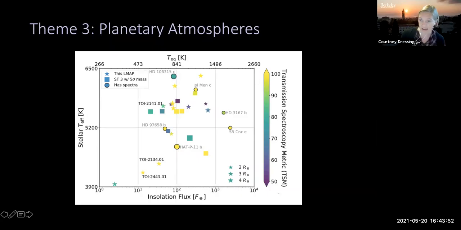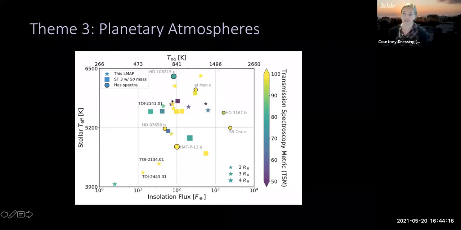And then on the right here, we're showing how easy it is to study the planet's atmosphere in the future. This is the transmission spectroscopy metric developed by Kempton et al. And yellow colors indicate more attractive targets for follow-up. So in our latest Keck proposal, you can see a lot of yellow stars because those would be fantastic targets for HST or perhaps James Webb.